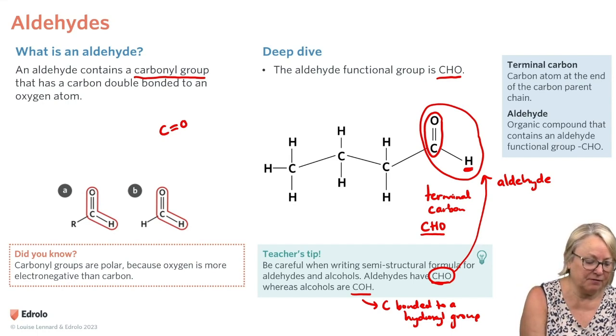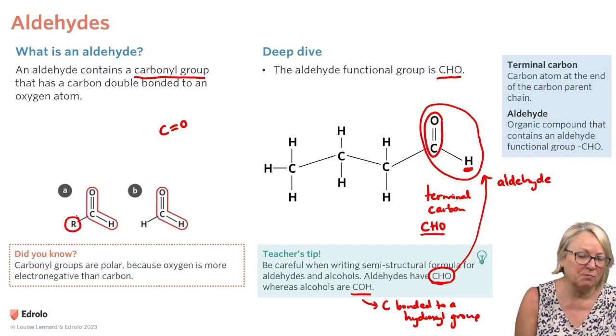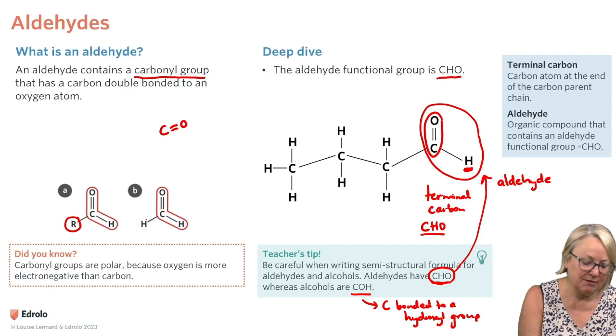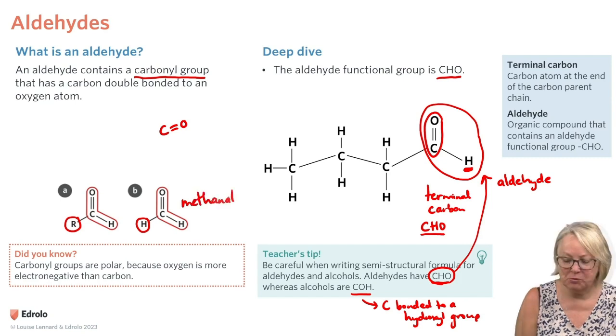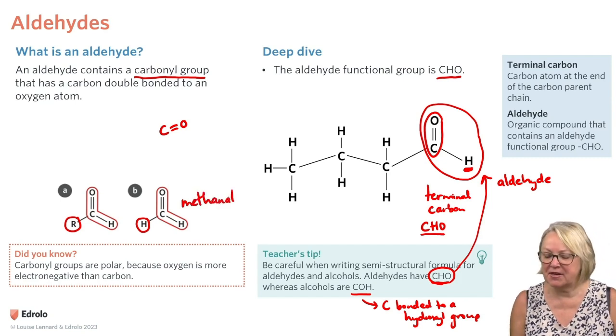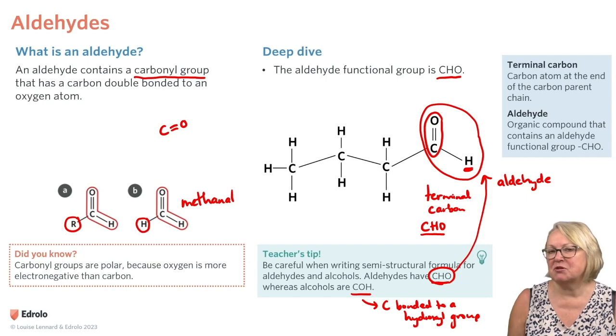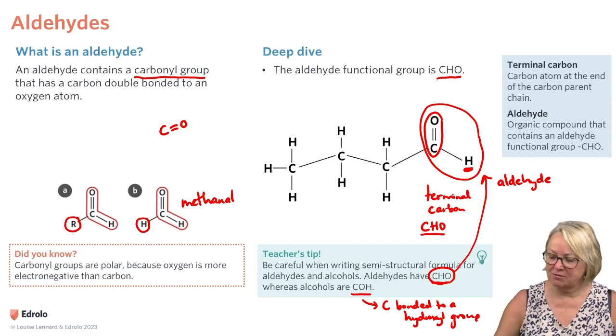So here we have the CHO bonded to the rest of the molecule. That could be an alkyl chain. Here the R is just a hydrogen atom. This here is methanal, but we'll look at naming more closely in the next lesson. And just remember not to confuse aldehydes with alcohols.